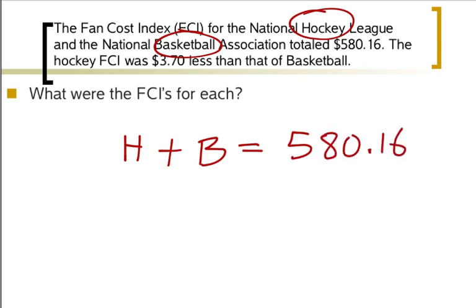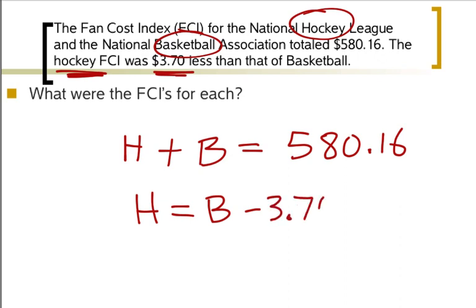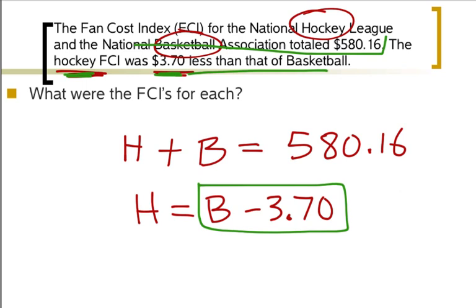$580.16. And then it says the hockey was $3.70 less than that of basketball, which means if I took hockey, that would equal the basketball amount minus $3.70. So I just made my two equations and broke up my two thoughts. The first thought was in the first sentence, okay, where I had hockey and basketball adds up to 580, and then the hockey was $3.70 less than that of basketball, which means that if you took basketball and subtracted 3.70, you'd get your hockey.